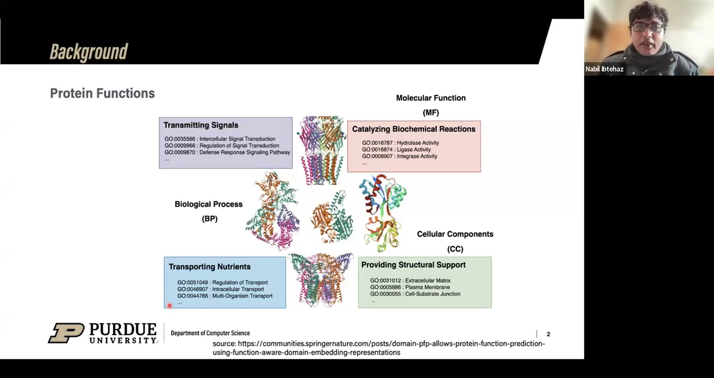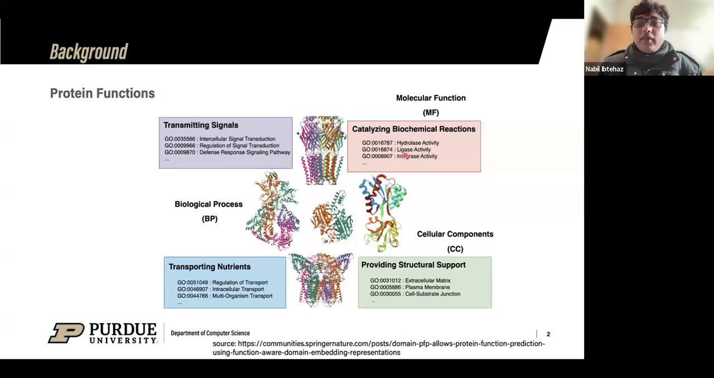All right, so I will briefly go through backgrounds on protein functions and some relevant stuff. We all know that proteins are the building blocks of life, and they kind of govern all the activities in living organisms. Therefore, the functions that proteins perform are quite diverse. They catalyze various biochemical reactions, for example, hydrolase, ligase, integrase, those kinds of activities. They're also involved in transmitting signals, transporting nutrients, and most importantly, they provide structural support by developing extracellular matrix, plasma membrane, and so on.